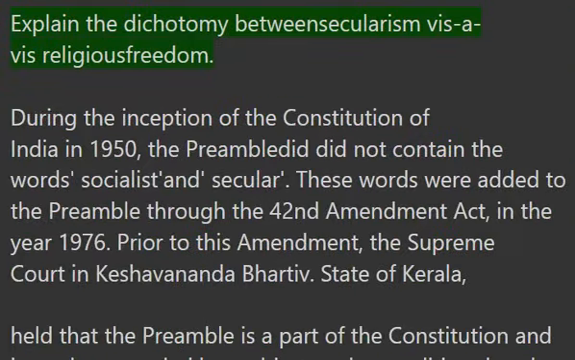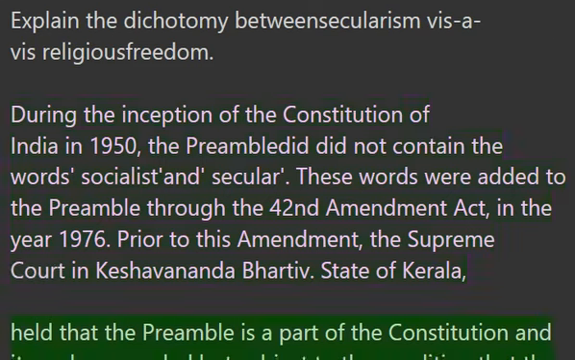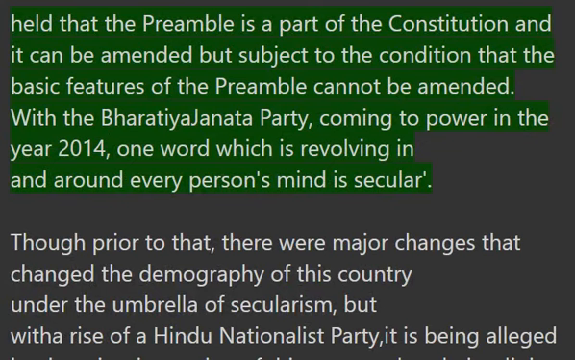Explain the dichotomy between secularism vis-a-vis religious freedom. During the inception of the Constitution of India in 1950, the preamble did not contain the words socialist and secular. These words were added to the preamble through the 42nd Amendment Act in the year 1976. Prior to this amendment, the Supreme Court in Kesavananda Bharati v. State of Kerala held that the preamble is a part of the Constitution and it can be amended, but subject to the condition that the basic features of the preamble cannot be amended.